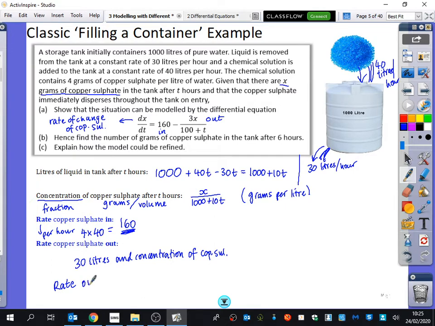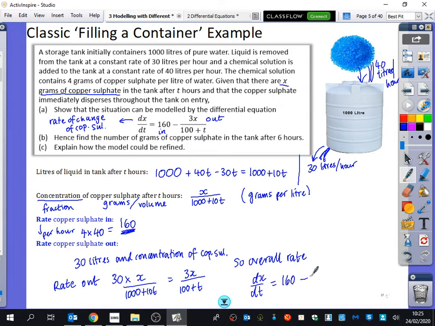So the rate out will be 30 multiplied by X over 1,000 plus 10T, which is just 3x over 100 plus t, which is the thing that they've got there. This is confusing. So the overall rate dx dt is 160 minus 3x over 100 plus t.